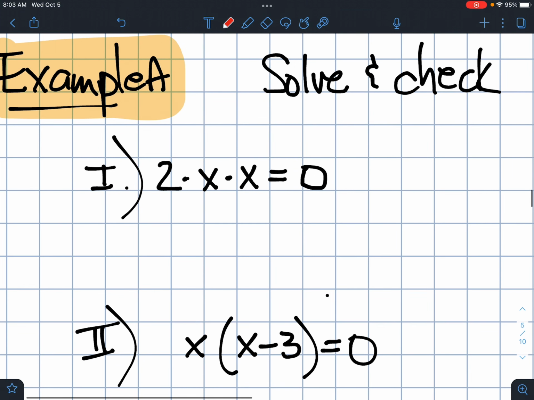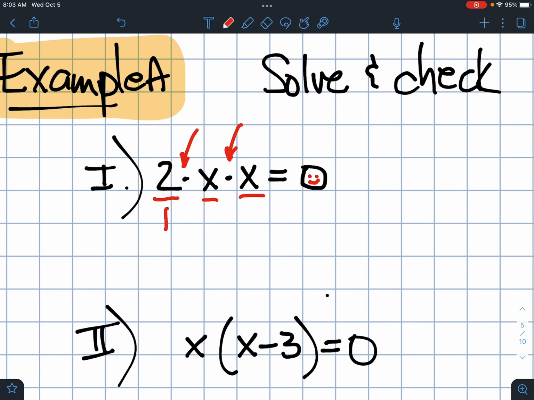All right, step 1. 2 times x times x equals 0. This clearly is in factored form. We have it set equal to 0. We also see that there are 2 multiplications in between those. All right? So one of these 3 pieces has to be 0.